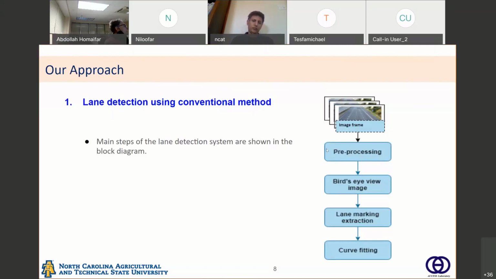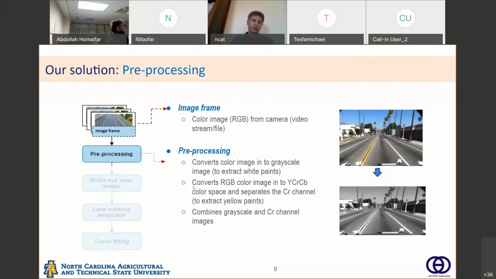The very first step is pre-processing the input image. You get a stream of images from a camera, and each of the frames is pre-processed. Pre-processing is a generic term, and people might add a lot of processes at this stage, but in our case, we simply convert the color space of the input image into grayscale and the YCrCb color format.